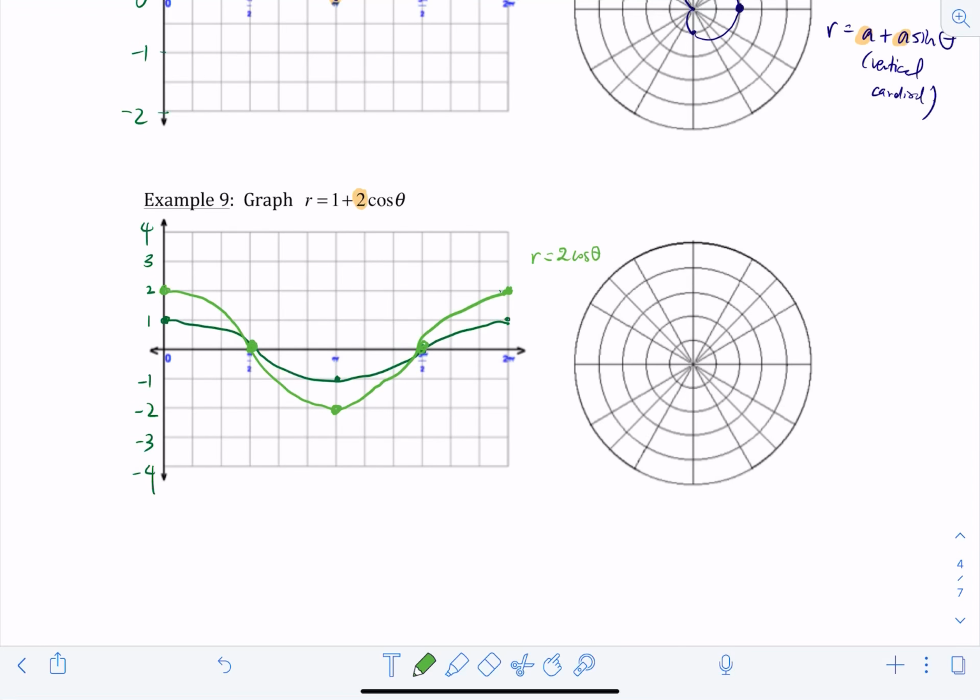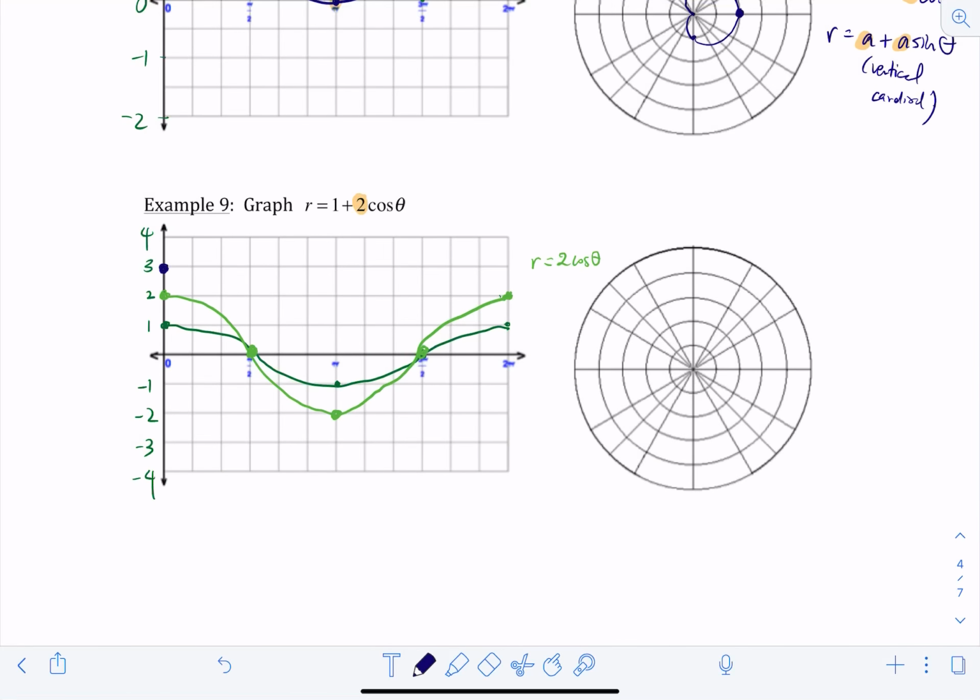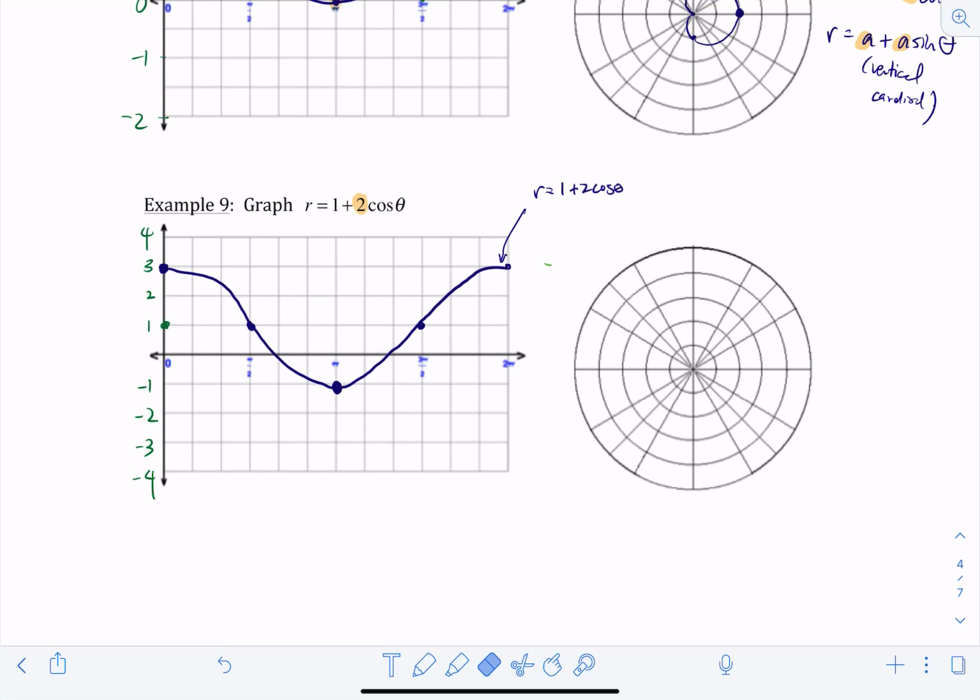Right? And then when I add 1 to it, what does it do? When I add 1 to it, it just shifts everything up by 1. So this guy shifts up by 1, this guy gets shifted up by 1, and so on. So in the end, I get this graph. And this blue graph right here is r is equal to 1 plus 2 cosine of theta. Okay. So I'm going to delete all these green graphs because it looks kind of messy. Let's just worry about the graph we want.